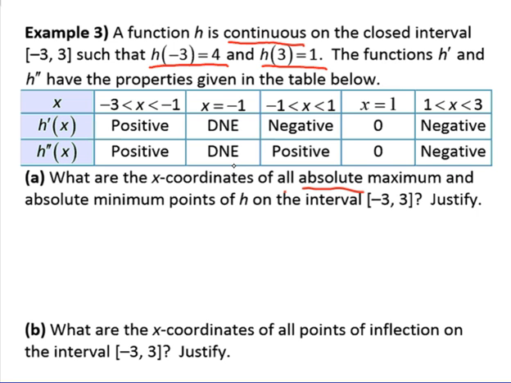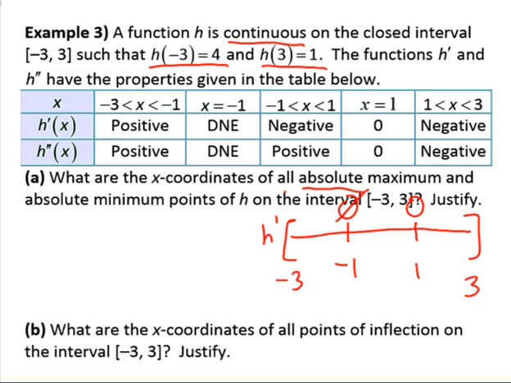So what I'm going to do is redraw this graph, or take all this information from this table and draw it in a sign chart. We're talking about absolute max and min, so we're not going to look at h double prime here. We're just going to look at h prime. So I'm going to draw a sign chart. We know that our endpoints are at -3 and 3. And we have these intervals going on here, and it looks like at -1, the derivative does not exist. So I'm going to draw that. And at +1, our slope is 0.